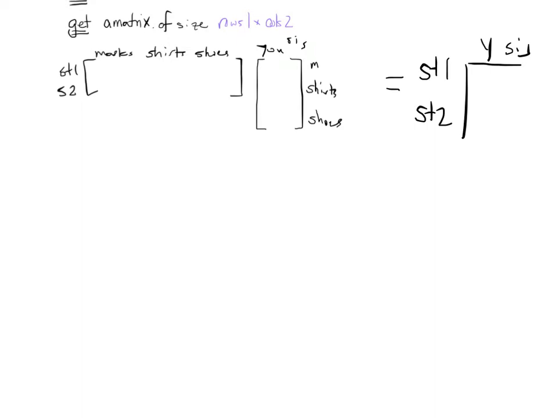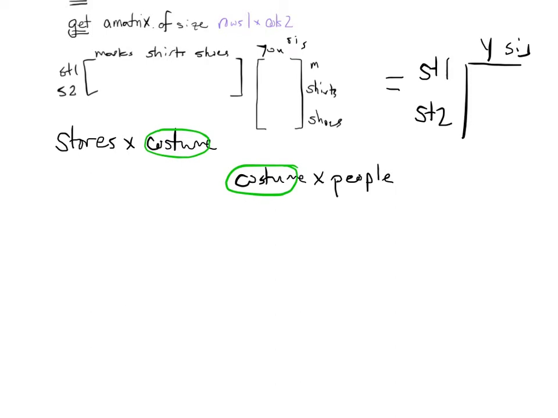So look at this. This first matrix was stores. Stores were the rows, and columns were costumes. This matrix, the rows were costumes, and the columns were people. The types of costumes had to match up. The prices for the costumes had to match the types of costumes that you bought. And then what we got in the end was a matrix that had stores as the rows and people as the columns.